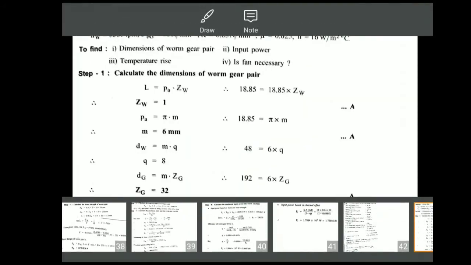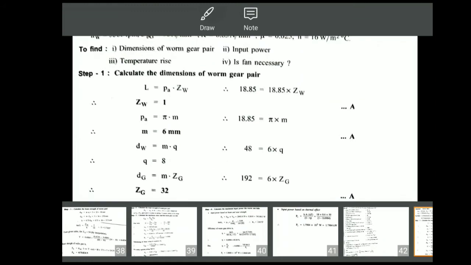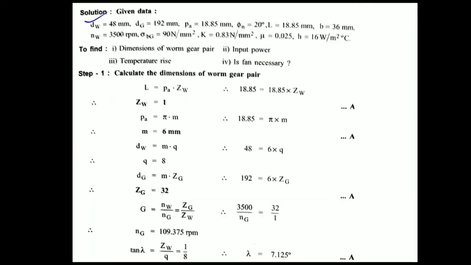Solving the numerical. First of all they have given dW, dg, axial pitch directly, pressure angle, lead, face width, NW, sigma BG, K wear factor, coefficient of friction, and overall heat transfer coefficient. They are asking for the dimensions of the worm gear, and to calculate the input power, the temperature rise, and whether a fan is necessary or not. So one by one we'll go. Dimensions of the worm gear, these are called the terminology.